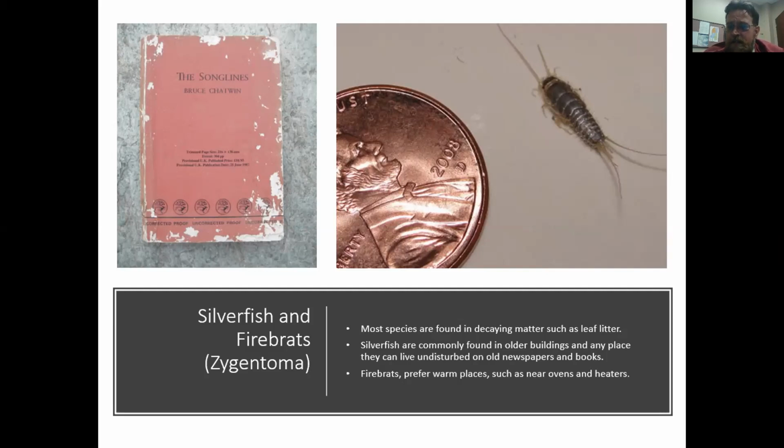They like moist environments, and they'll feed on old newspaper and old books. You can see up there in the top left, damage done to a book by silverfish. Firebrats I don't run into very often. They prefer warm places, and that's where they get their name, but they look really similar to the silverfish.